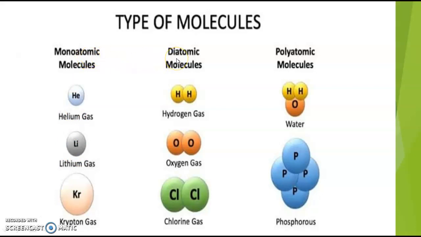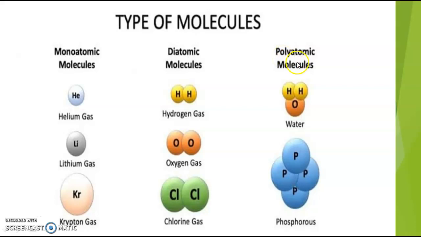Next one is the diatomic molecule. Di means two. So in the molecules of these elements, they have two atoms. For example, hydrogen gas has two atoms in its molecule. Then oxygen gas also has two atoms. You can see in this picture, two atoms of oxygen are combining and forming a molecule of oxygen. In the same way, chlorine also has two atoms. So the molecules which have two atoms are called diatomic molecules.